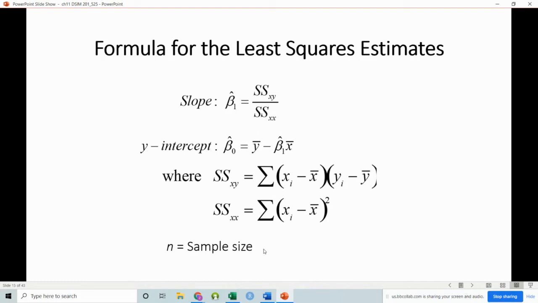For regression, you'll generally want a sample size of at least 30, but the higher the sample size, the better your model will fit.